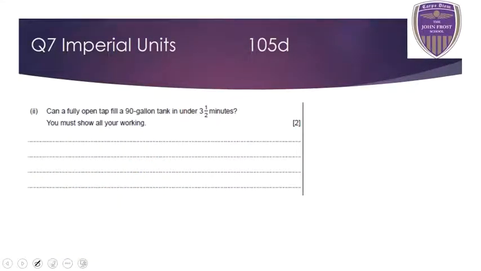Okay, the final part then, can a fully open tap fill a 90-gallon tank in under 3.5 minutes? Well, we now know that there are 26.41 gallons per minute. So 26.41 times 3.5, your 3.5 minutes, means that 92.435 gallons could be filled in that time. So we definitely can fill a 90-gallon tank. So the answer is yes, it can be filled.